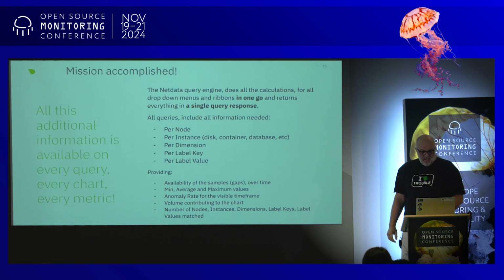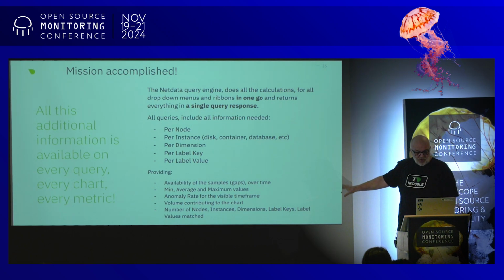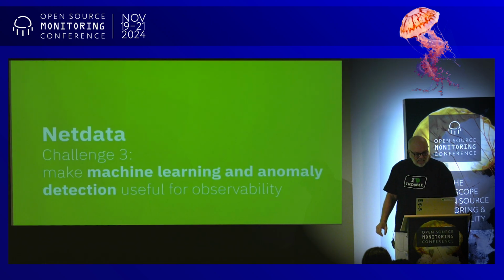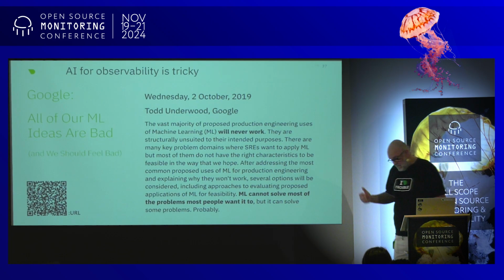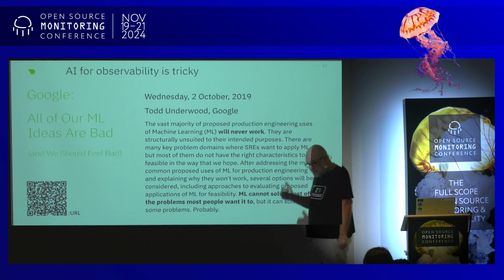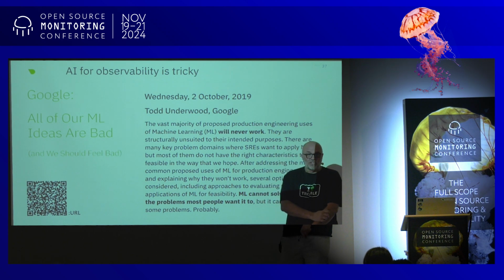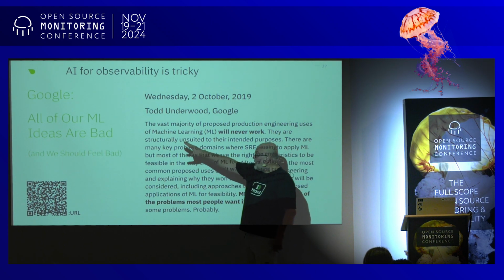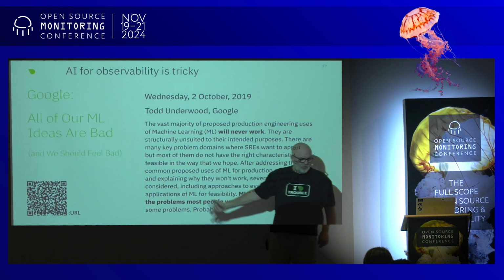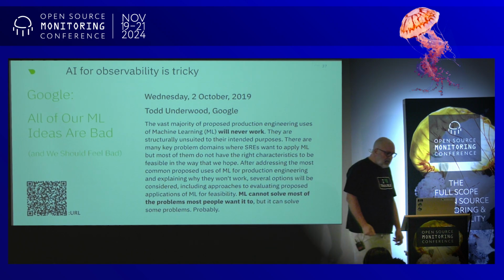So all these calculations that we saw happen in one go. The third challenge, machine learning. In 2019, Dot Underwood from Google gave this speech. He said, all of our ML ideas are bad. So what Dot did is the following.